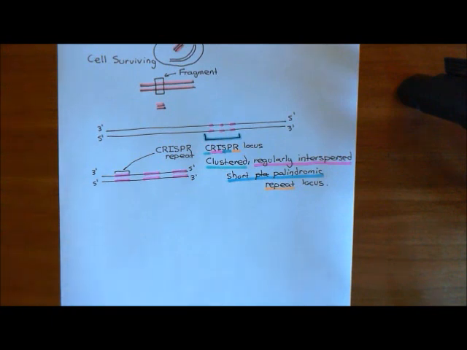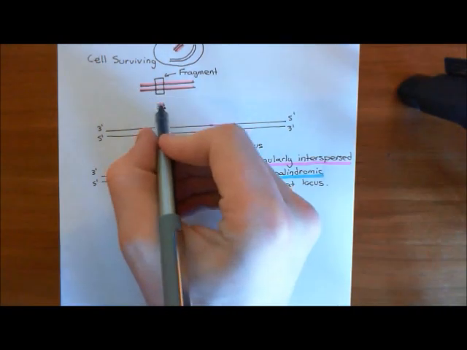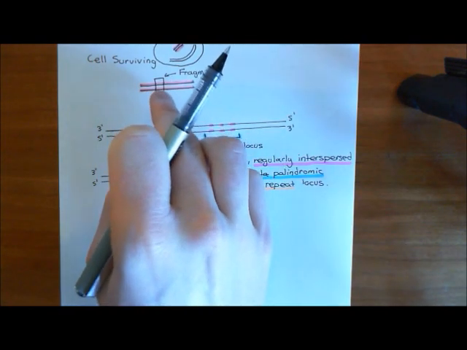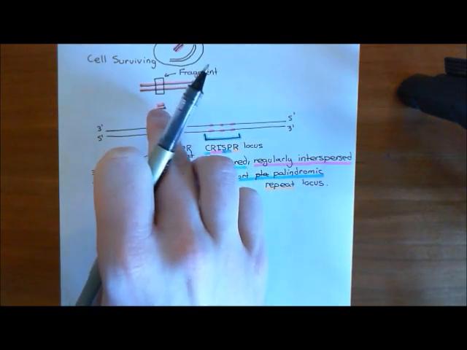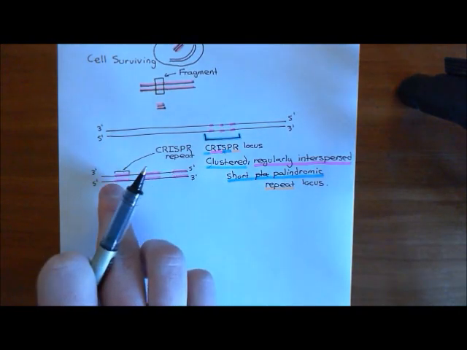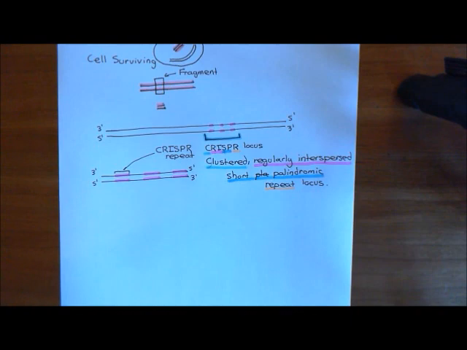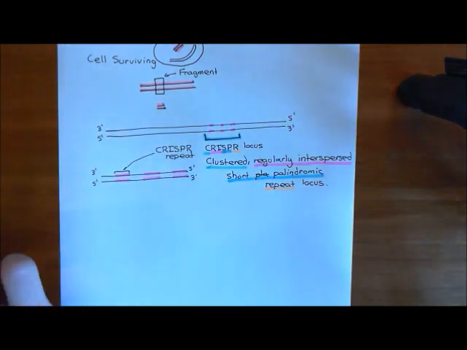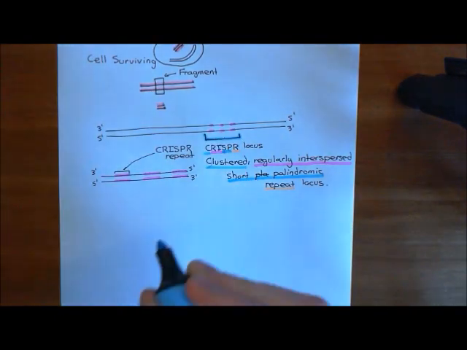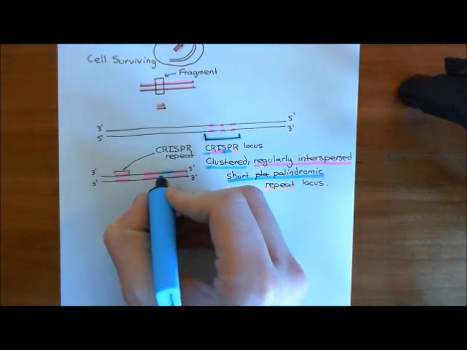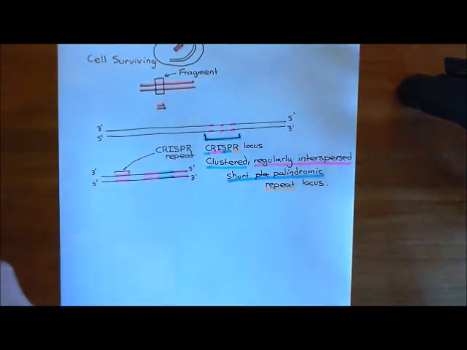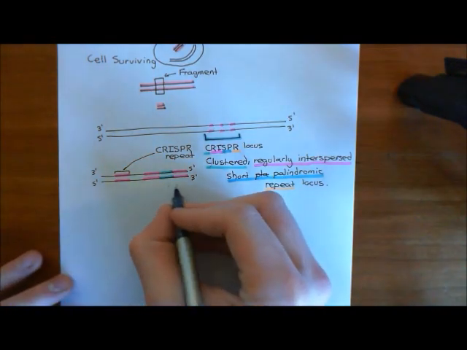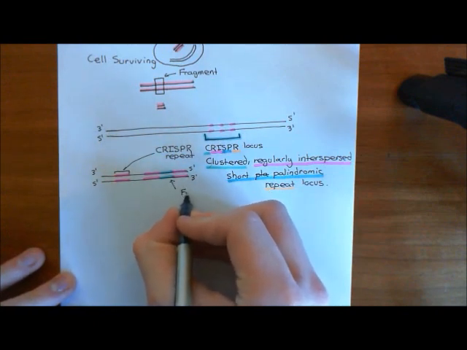Now, what happens is when a cell survives a viral infection, it's going to take little fragments of the viral genome, such as this fragment here, and add them into these spaces between the CRISPR repeats. So each of these gaps will have a little fragment from a viral genome that this bacterial cell has been previously infected with. We'll colour this one here in blue. This is a fragment from a viral genome that we have previously been infected with.